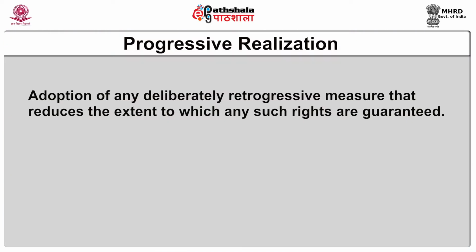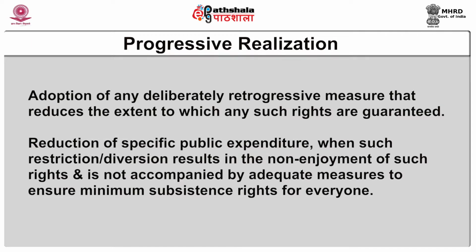It states violations of economic, social and cultural rights can occur through the direct action of states. Examples of such violation include E, the adoption of any deliberately retrogressive measures that reduce the extent to which any such rights are guaranteed. G, the reduction or diversion of specific public expenditure when such restriction or diversion results in the non-enjoyment of such rights and is not accompanied by adequate measures to ensure minimum subsistence rights for everyone.